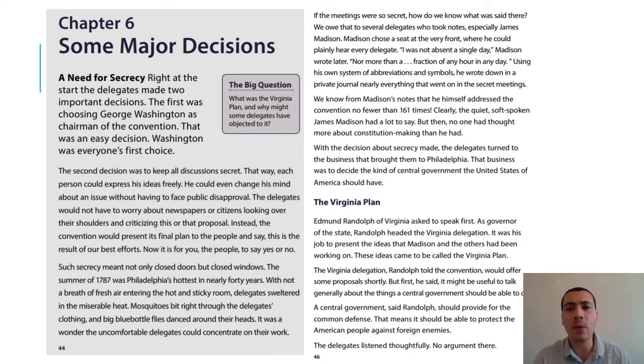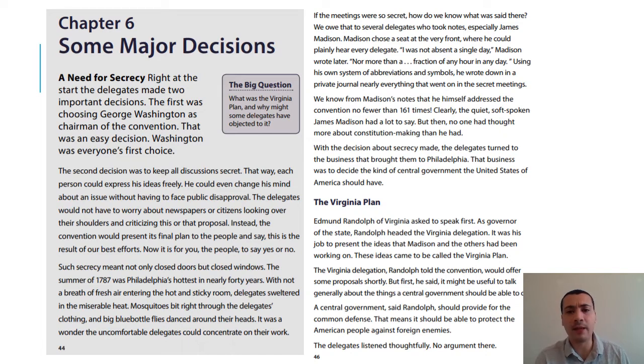If the meetings were so secret, how do we know what they said there? We owe that to several delegates who took notes, especially James Madison. Madison chose a seat at the very front where he could plainly hear every delegate. "I was not absent a single day," so he has perfect attendance, Madison wrote later, "nor more than a fraction of any hour in any day." Using his own system of abbreviation and symbols, he wrote down in a private journal nearly everything that went on in the secret meetings. We know from Madison's notes that he himself addressed the convention no fewer than 161 times. Clearly, the quiet, soft-spoken Madison had a lot to say. But then, no one had thought more about constitution-making than he had.